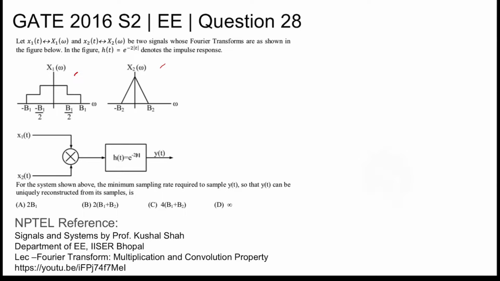Now x1 in time domain and x2 in time domain are multiplied and the signal is passed through the LTI system having impulse response h(t) equal to e to the power minus 2 modulus of t, and the output is y(t). For the system shown above, the minimum sampling rate required to sample y(t) so that y(t) can be uniquely reconstructed from its samples is being asked.